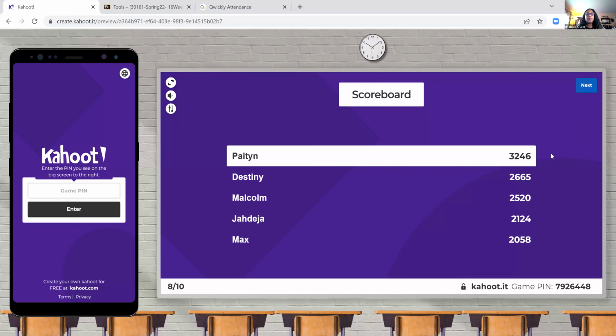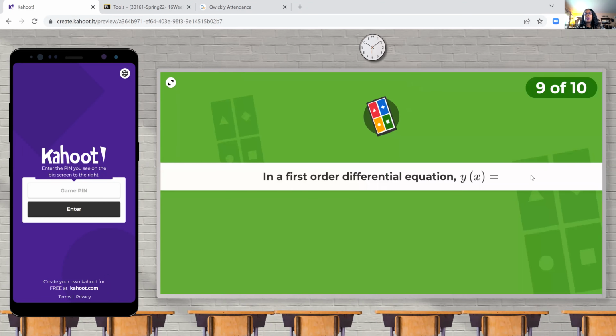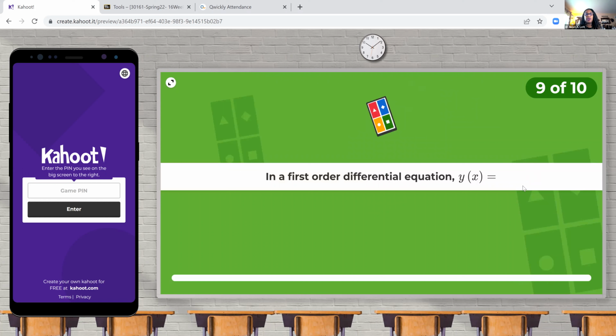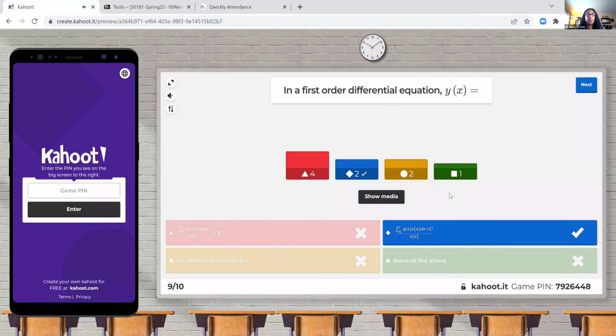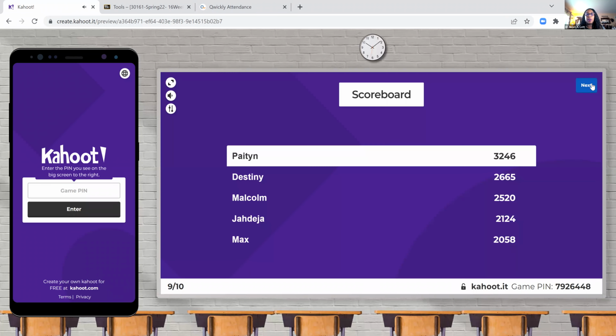All right, last one. In a first order differential equation, y of x is equal to the integral, well, you can see them. Okay. And the last one. The last one you have 2 minutes for.